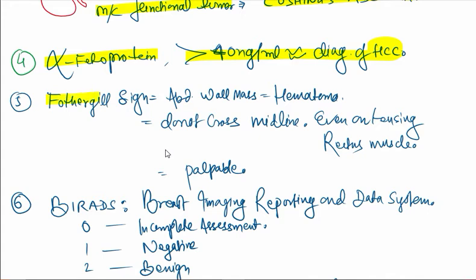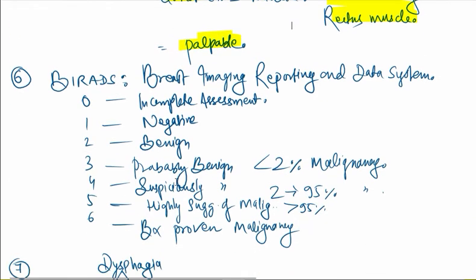Fothergill sign. What is Fothergill sign? This is an abdominal wall mass, just like a hematoma, and this does not cross the midline even on tensing. Rectus abdominis, it is not crossing the midline and it is palpable. So this is the Fothergill sign. An abdominal wall mass, like a hematoma, is not crossing the midline.